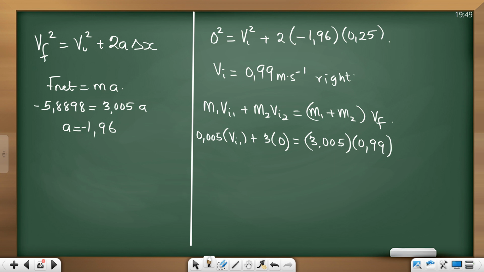Guys, are you okay with my substitution, the 0.99? 0.99 was the initial for them to move, but it is the final for momentum. It must be very large, don't worry. It's a bullet. Once you see a bullet, if you get 20 meters per second, please know that you are wrong. Because a bullet, if it's a bullet, is around 300 upwards. Yes.